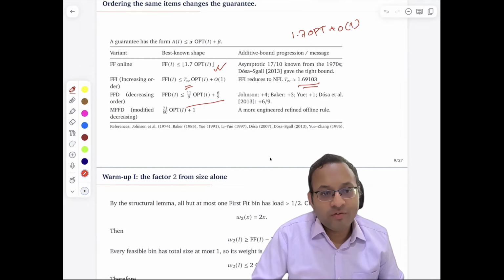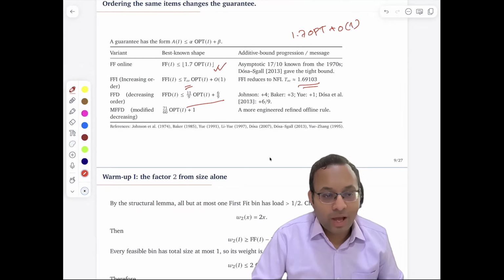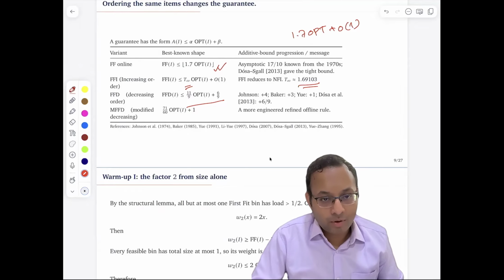There is some algorithm called modified first fit, or MFFD, which is a more refined offline rule where you deal with the large, medium, and small items in a better way, and you can get a guarantee like 1.18. And this is kind of the best practical algorithm that we have for bin packing, which runs quite fast in practice. So this ends the basic discussion about first fit. And in the next part, we'll do the analysis of first fit and reach the tight asymptotic approximation guarantee.